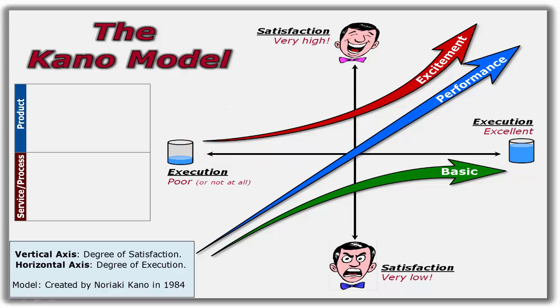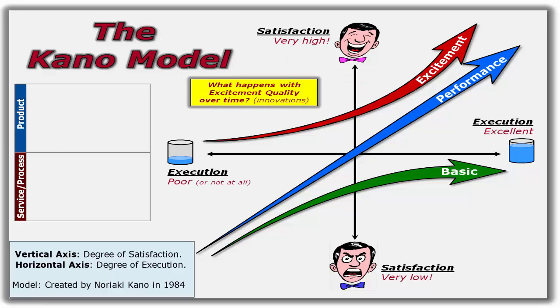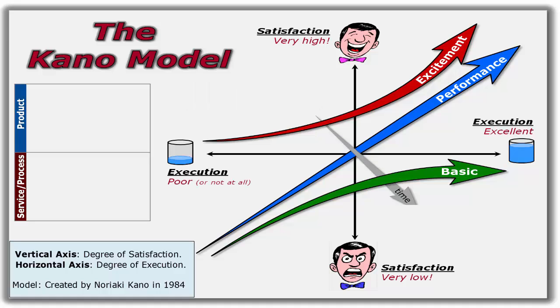Another important detail about the Kano model, especially excitement quality, is how the requirements can jump categories over time. History has proved that what is exciting today will be asked for tomorrow and expected the next day. In other words, excitement qualities will become performance and eventually basic.